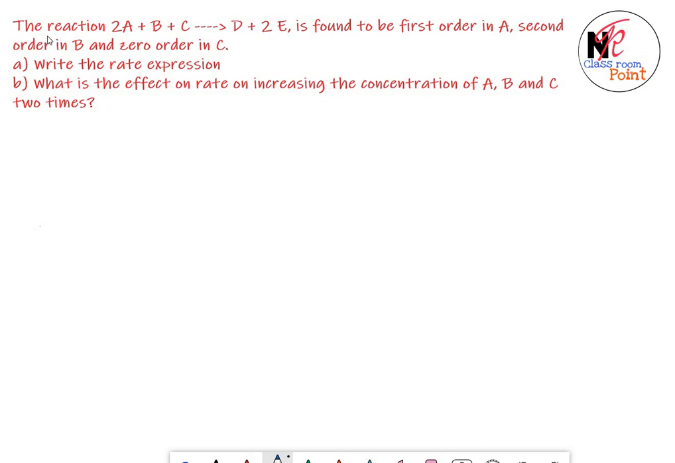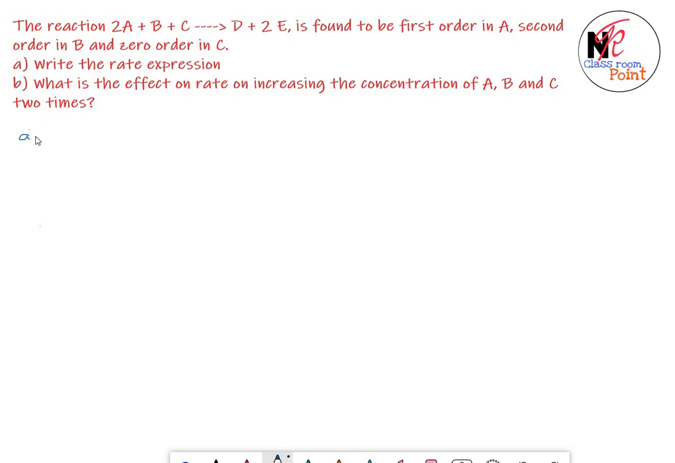The next question is: the reaction 2A plus B plus C gives D plus 2E is found to be first order in A, second order in B, and zero order in C, means with respect to A, B, and C. Sub question A: write the rate expression. Sub question B: what is the effect on rate on increasing the concentration of A, B, and C 2 times their initial concentration? Let us try to solve the question.